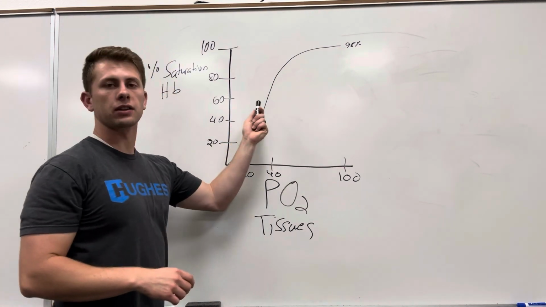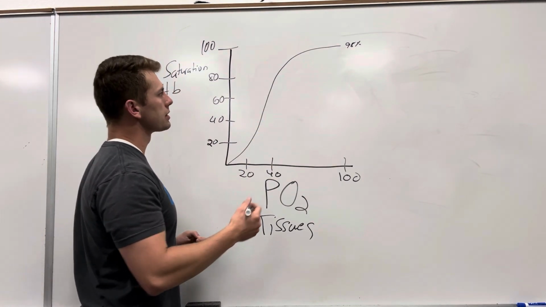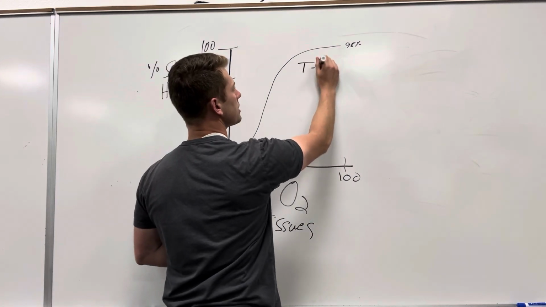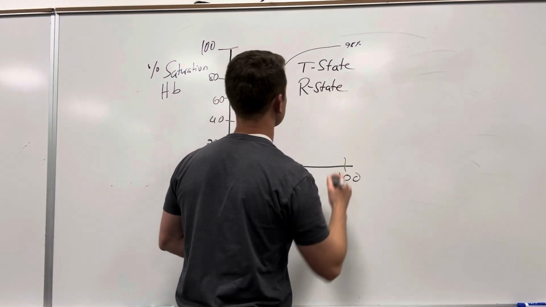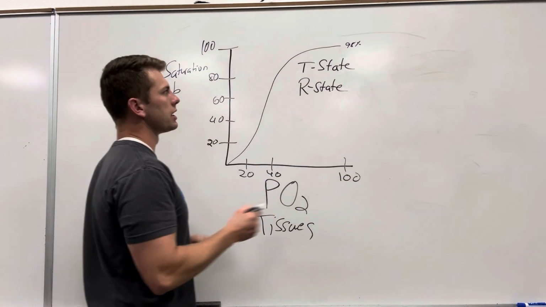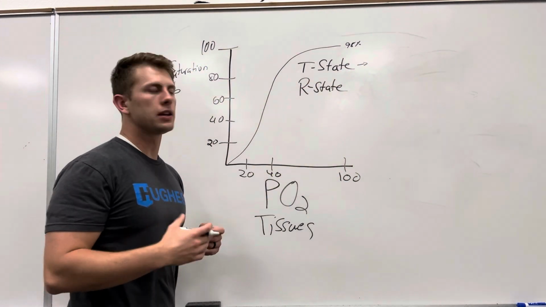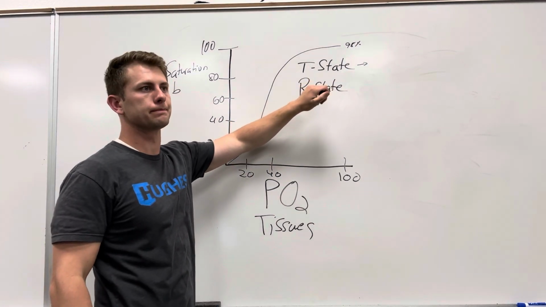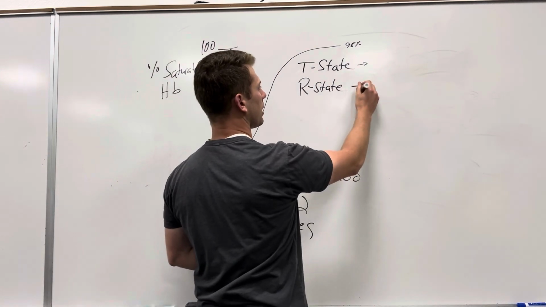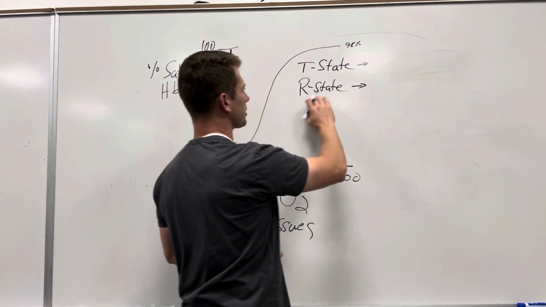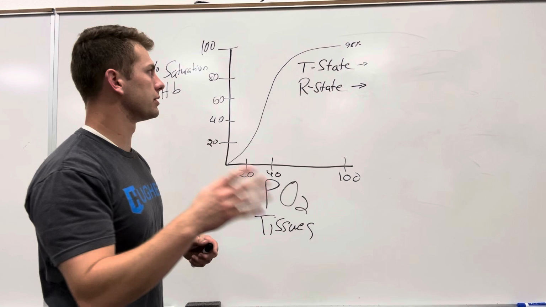And there are factors that determine this curve as well. Because there is, I'll just draw it right here, a T state and an R state of hemoglobin. And the T state, it can change its affinity, so it has a lower affinity for oxygen. And R state is a higher affinity for oxygen. R state is like our normal curve. Hangs on to oxygen until it has to be pulled away.